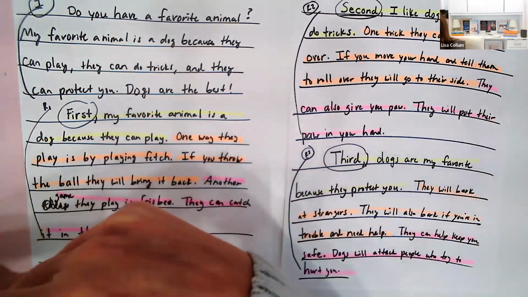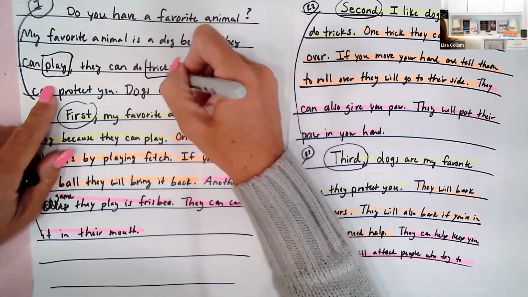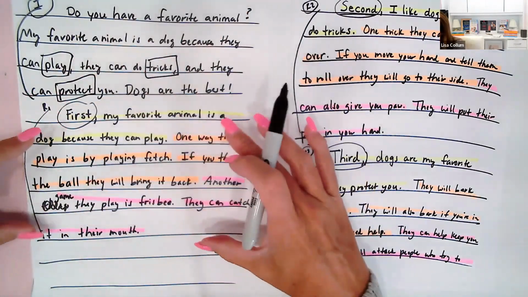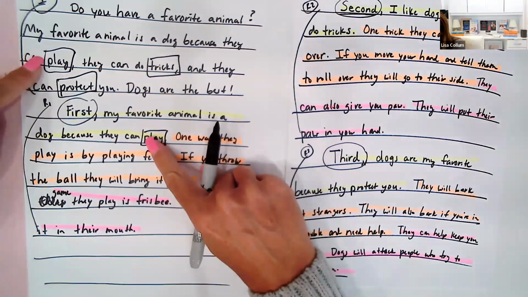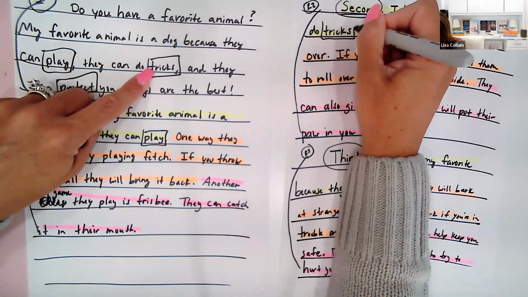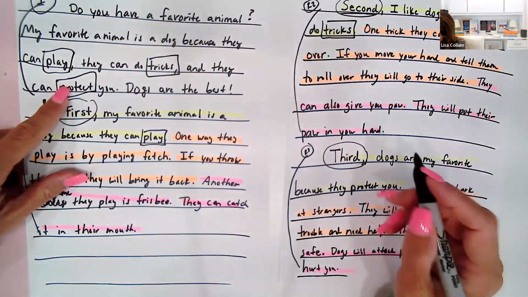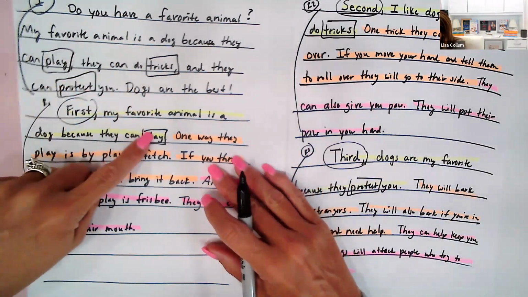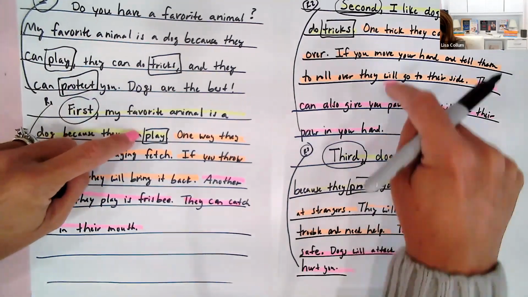Remember, the three reasons I like dogs are play, tricks, and protect. So look right here. This first paragraph is my favorite animal is a dog because they can play. That's why I wrote about play. Next one's tricks. Second, I like dogs because they can do tricks. So I talk about tricks. Next one's protect. Third, dogs are my favorite because they can protect you. See how I named my three reasons up here in the beginning? And then I talked about each one. That's what you're doing. You're giving your reader a little preview here and you're talking about each one.